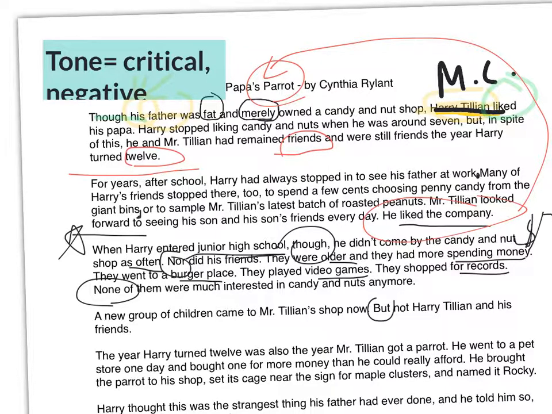Okay, so we see here that Papa liked company. And we see the name of the story is Papa's Parrot. So what will the dad do for company now? Because his son doesn't come by as much. Right, he'll probably get a parrot. So as we continue the story.